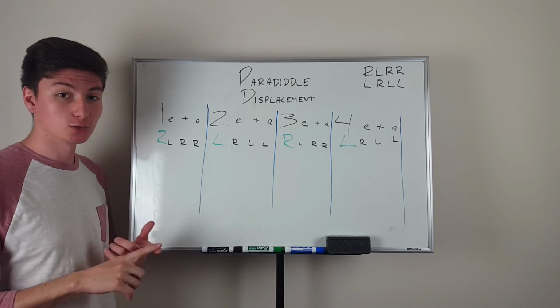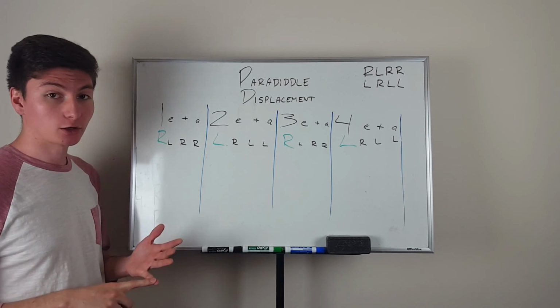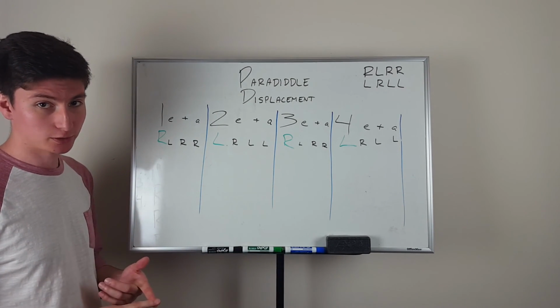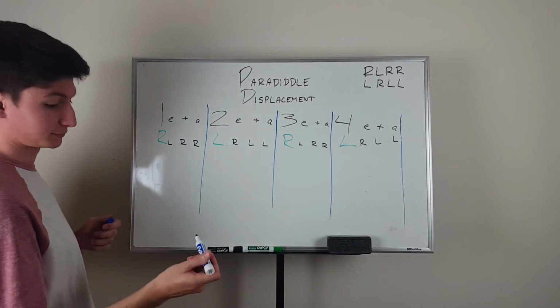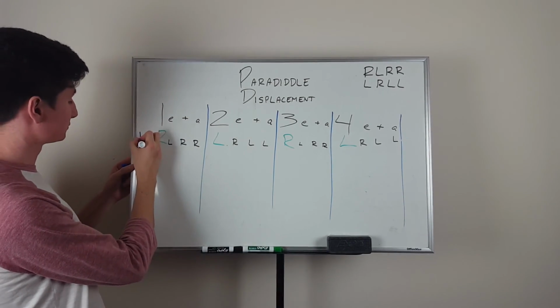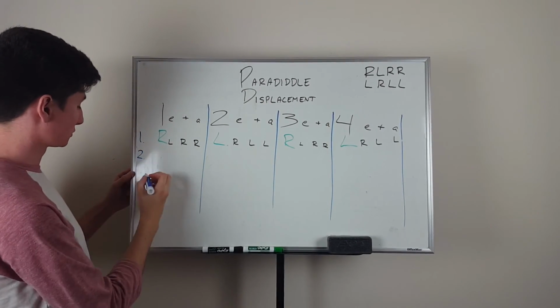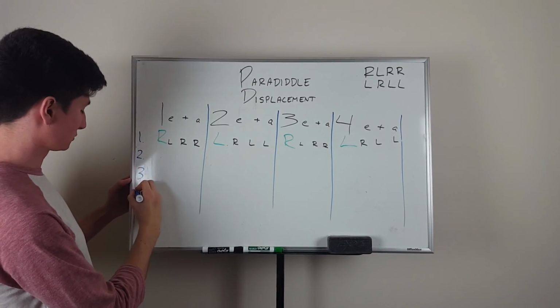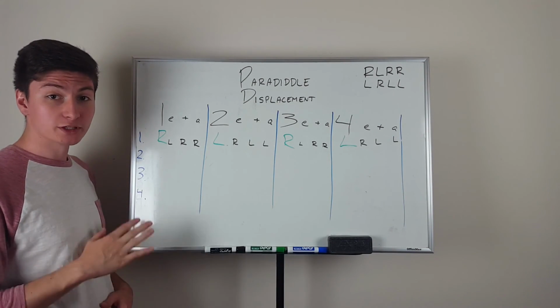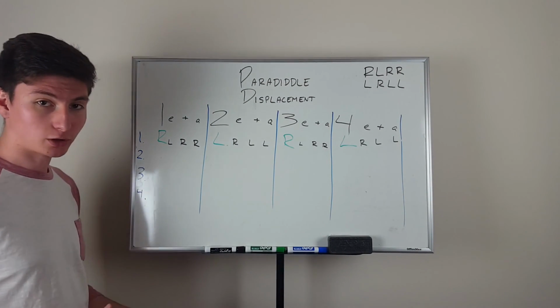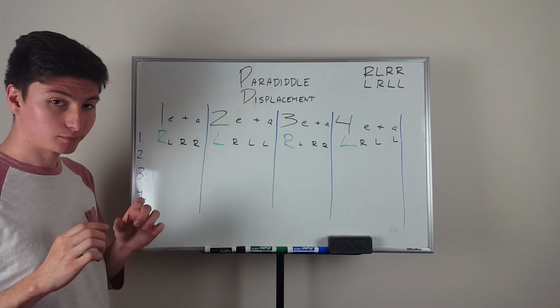We're going to number them paradiddles 1 through 4. We're not going to call them inverted or displaced paradiddles. We're just going to number them 1 through 4. So this first one is going to be number 1. Like that.